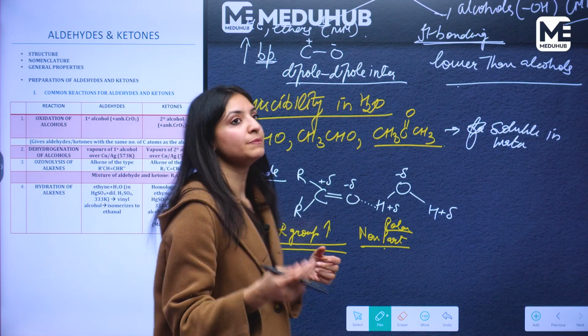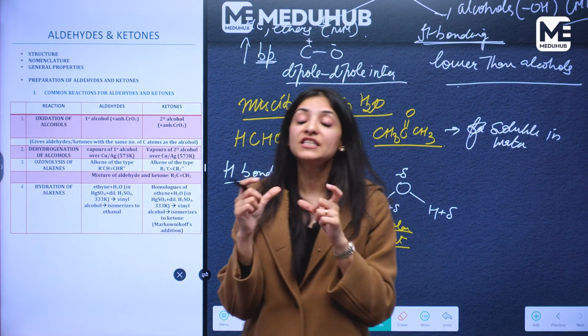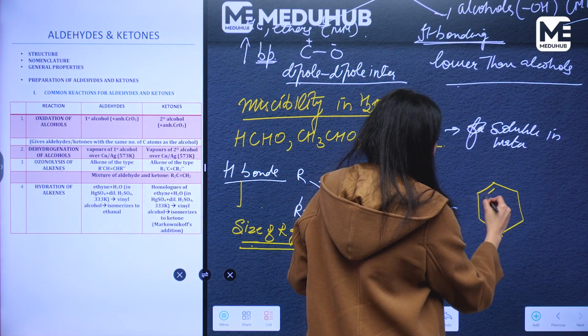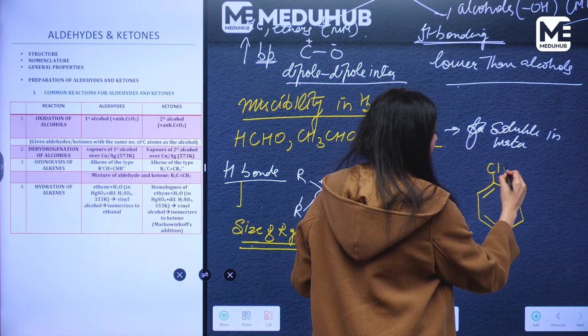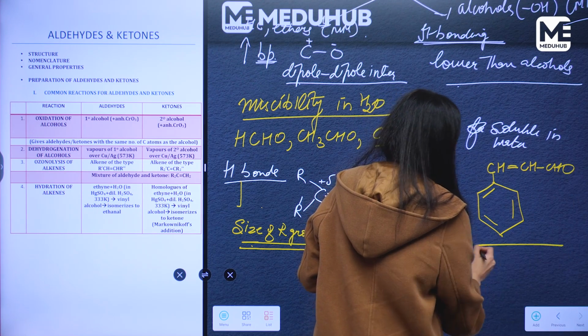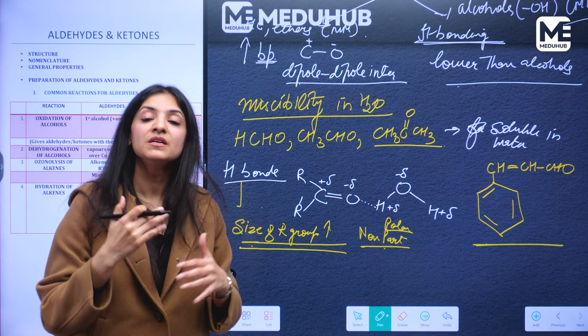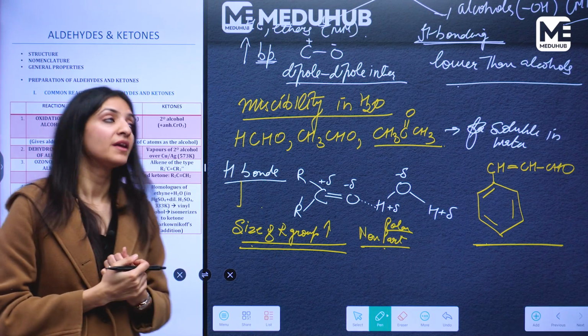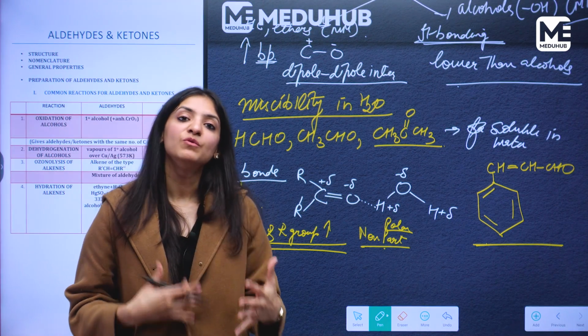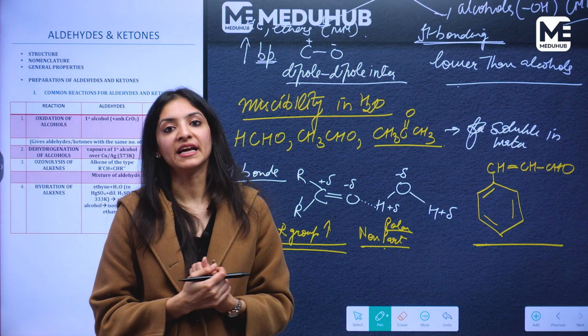For example, if you have smelled cinnamon, the smell cinnamon has is due to cinnamaldehyde. The structure of cinnamaldehyde is this. So as the number of carbon atoms increases, the smell becomes much more pleasant. So this is it for the structure. Now we'll move on to some methods of preparation of aldehydes and ketones.